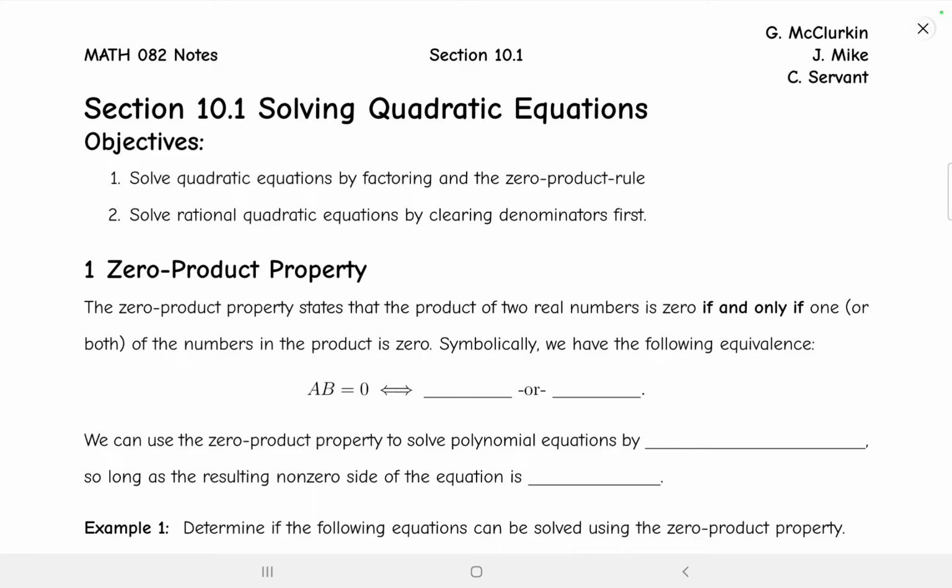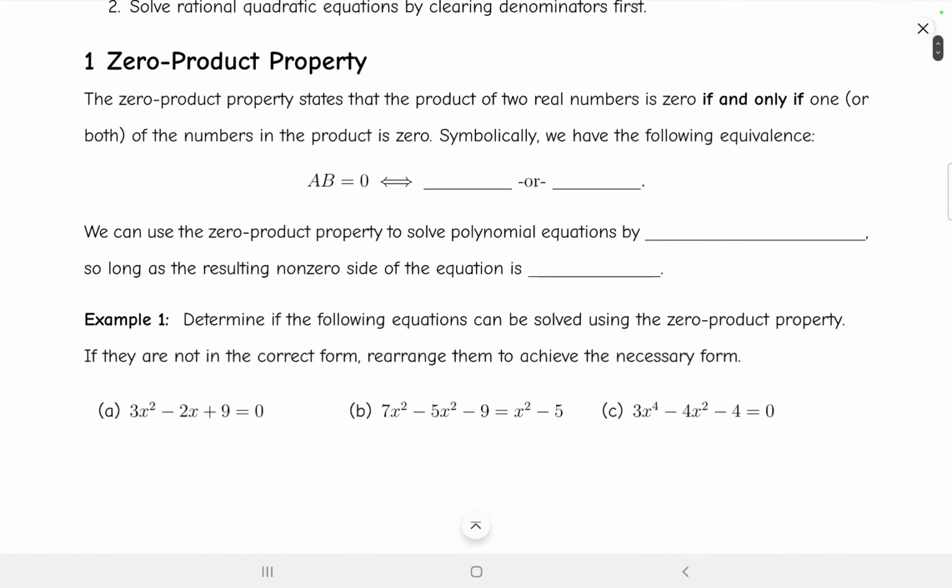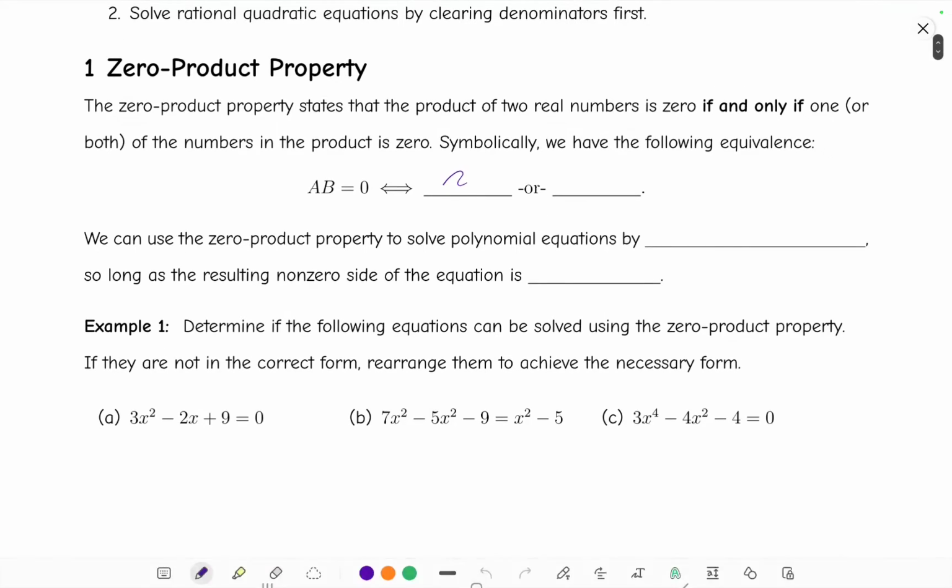1. Zero product property. The zero product property states that the product of two real numbers is zero if and only if one or both of the numbers in the product is zero. Symbolically, we have the following equivalents. A times B equals 0 if and only if A equals 0 or B equals 0.